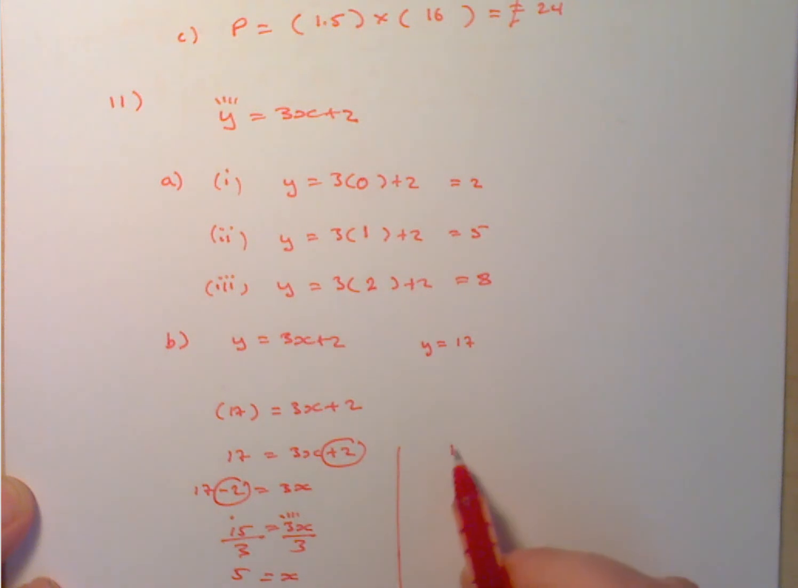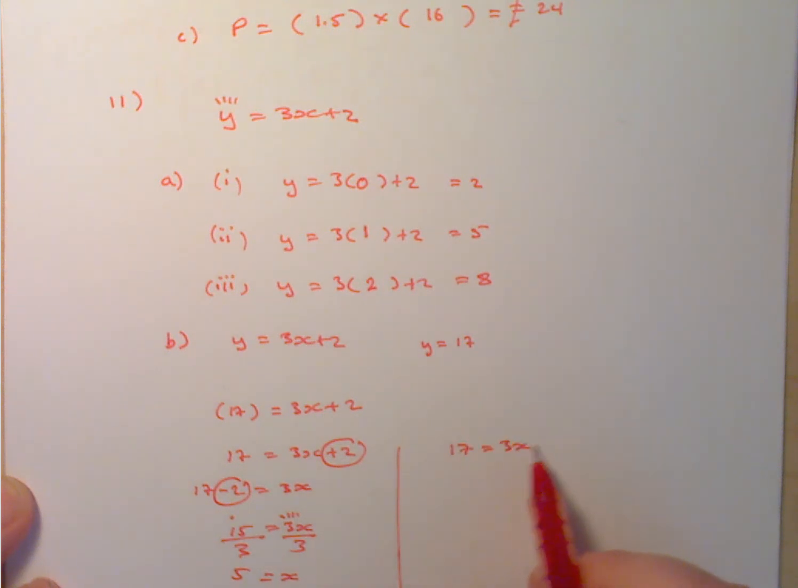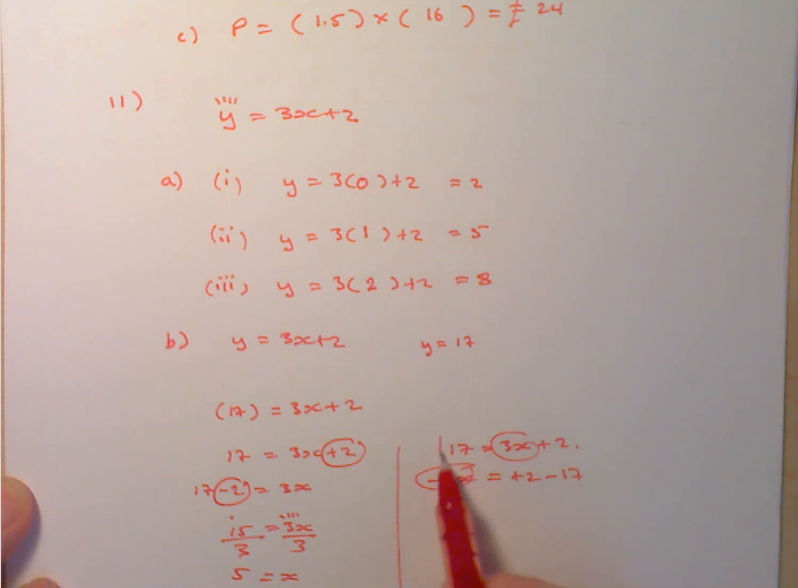Another way of doing it would be to bring your letters to the left, change side, change sign: equals plus 2 minus 17. So this becomes minus 17. You get minus 3x equals minus 15. Just put that into your calculator. Divide by whatever's in front of the x, which is minus 3. Okay, and that would also give you x is equal to 5.